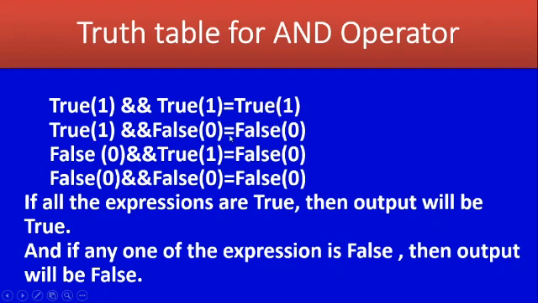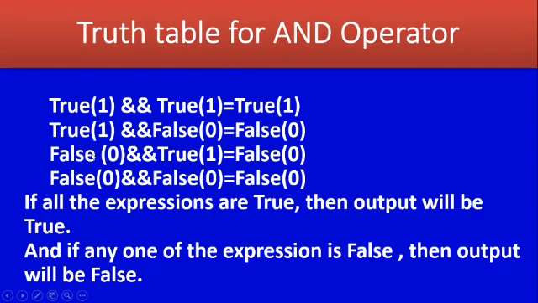And false, that is 0. So 1 into 1, 1; 1 into 0, 0; 0 into 1, 0; 0 into 0, 0. Clear? So if all the expressions are true, that is, if there are two expressions, true and true, the output will be true.